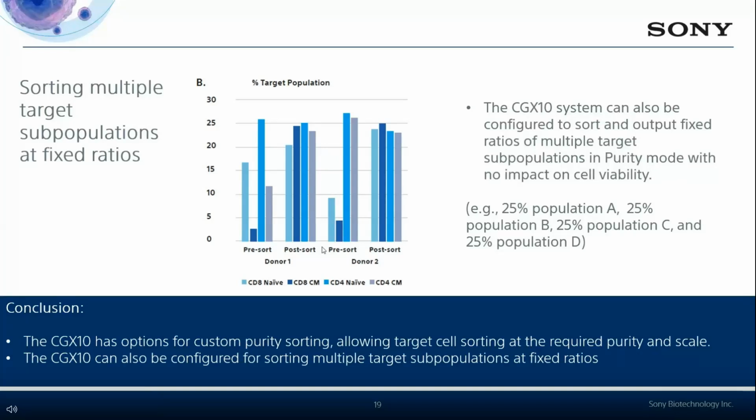In conclusion, the CGX10 has options for custom purity sorting, allowing target cell sorting at the required purity and scale for a variety of different applications. It can also be configured for sorting multiple target subpopulations at different fixed ratios for different types of combinatorial therapies.